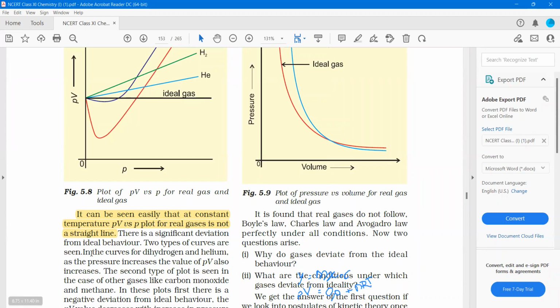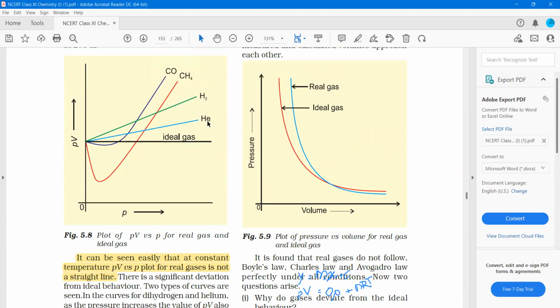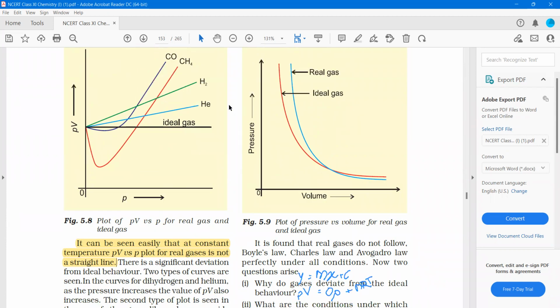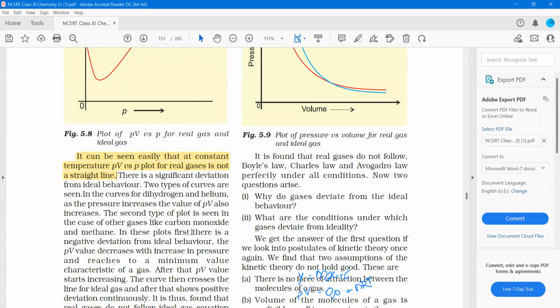Two types of curves are seen. These four are real gases, and this is the ideal gas. So there are two types of curve: one type is this, and another type is this curve. Let us now study what these two different types of curves are. Both are real gases, but the curve patterns are different. Two types of curves can be seen: for hydrogen and helium in one case.